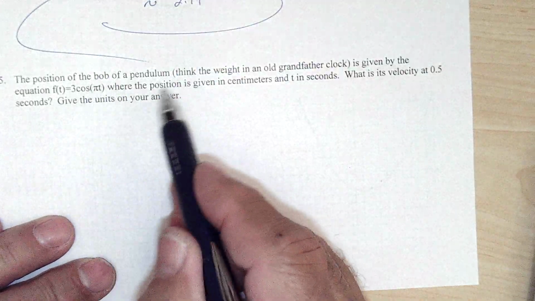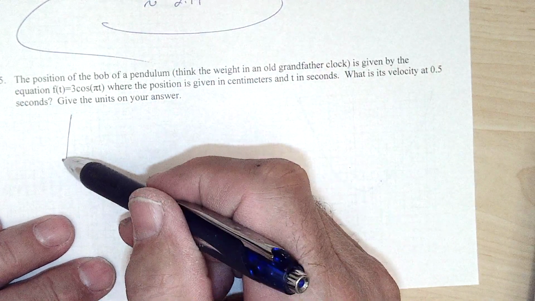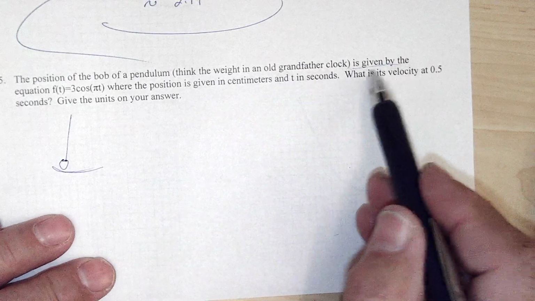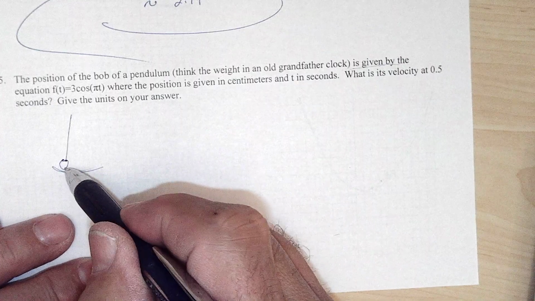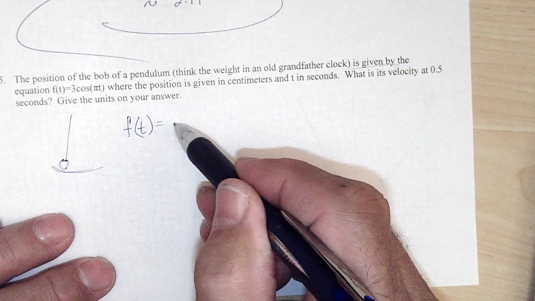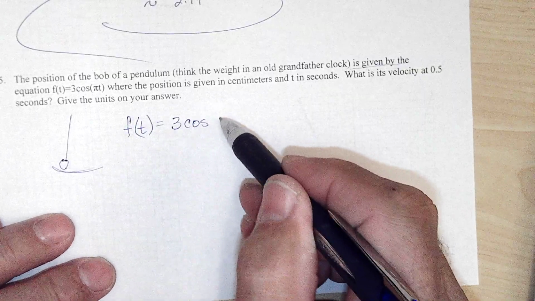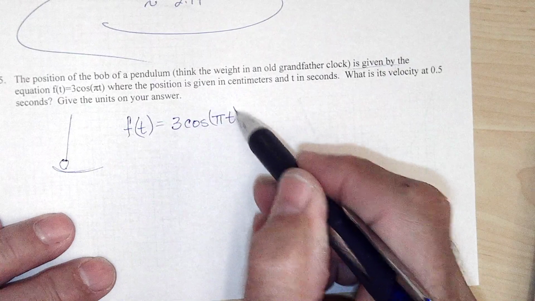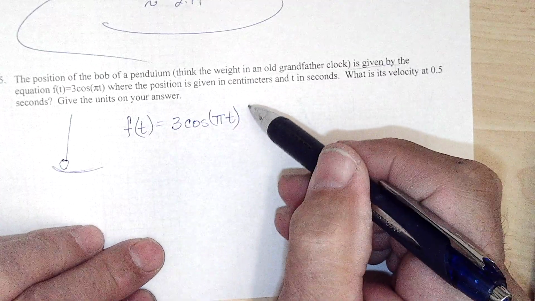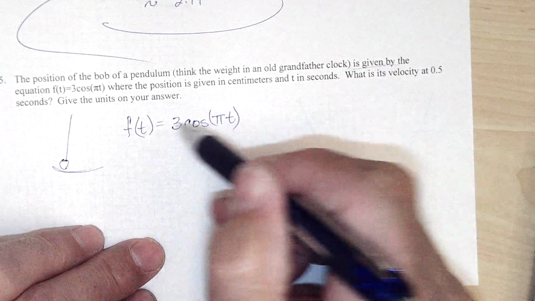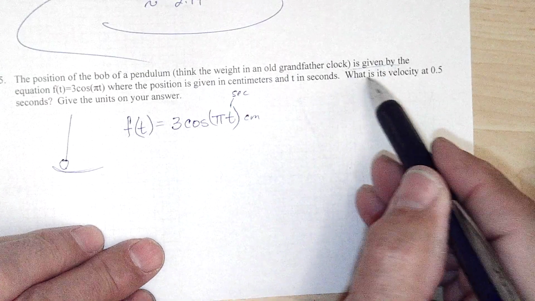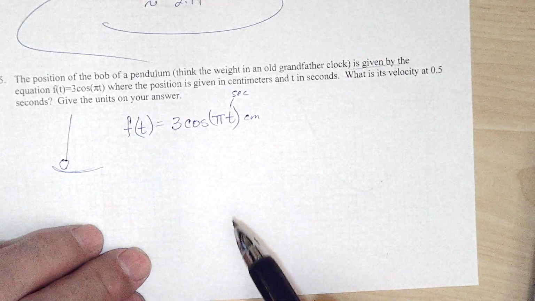The position of a bob of a pendulum, so the pendulum has a bob on it and it swings back and forth, is given by this equation. So its position at time t is 3 cosine pi t. And the position is in centimeters and t is in seconds. What is the velocity at 0.5 seconds?